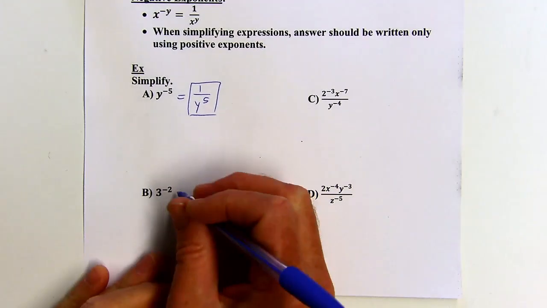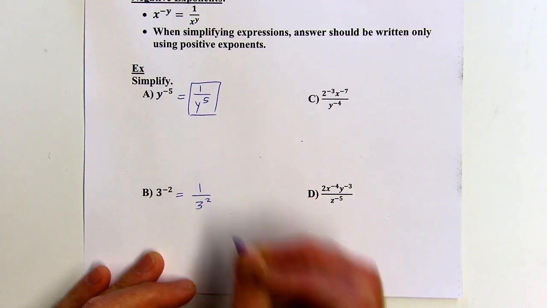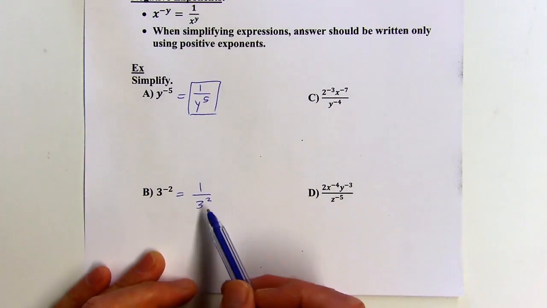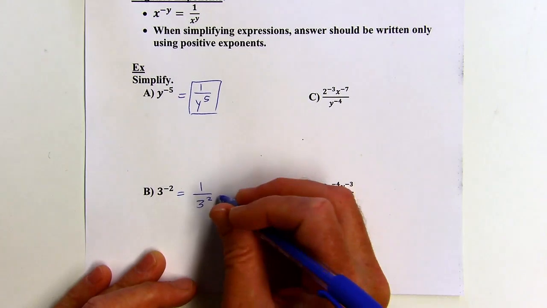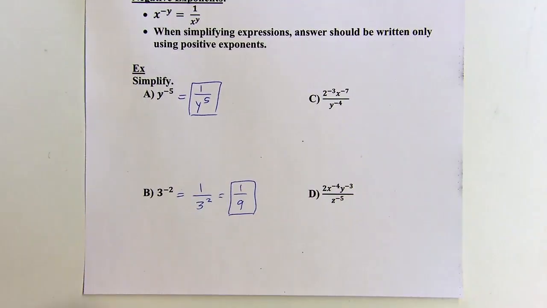So let's look down at part B. 3 to the negative second, I can think of that as 1 over 3 to the second. I can still simplify a little bit farther. 3 to the second, that's 3 times 3, so that's going to be 9. So 1/9, that's completely simplified.